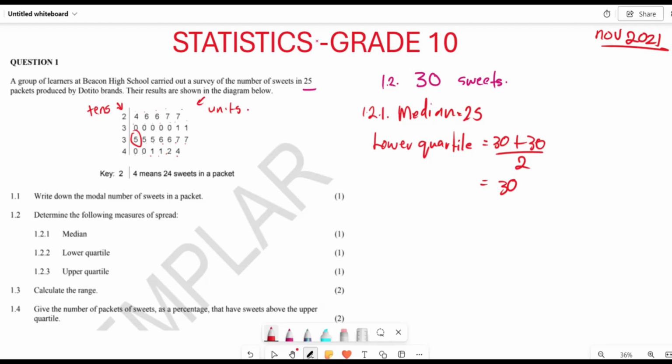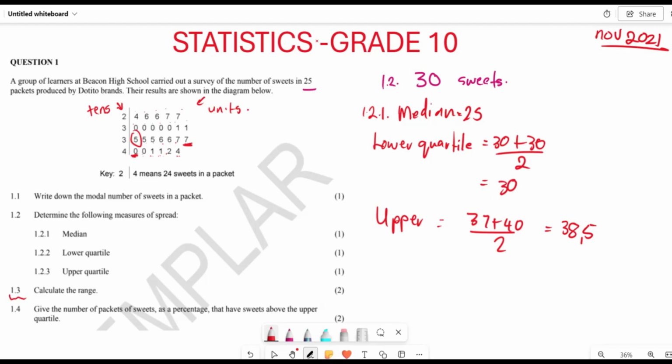Now your upper quartile is going to be the sixth term: 1, 2, 3, 4, 5, 6. Even here, 1, 2, 3, 4, 5, 6, right? So what is going to be the value for your upper quartile? It's going to be 37 plus 40, divided by 2, which is the same as 38,5. Are we fine? Right?